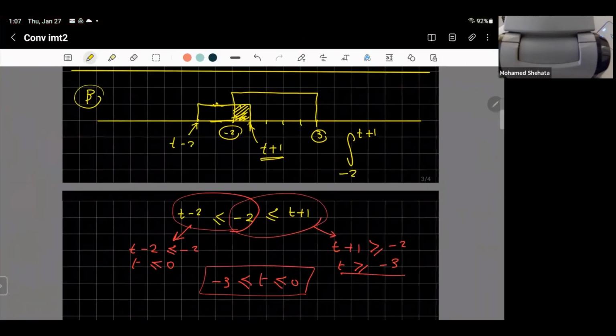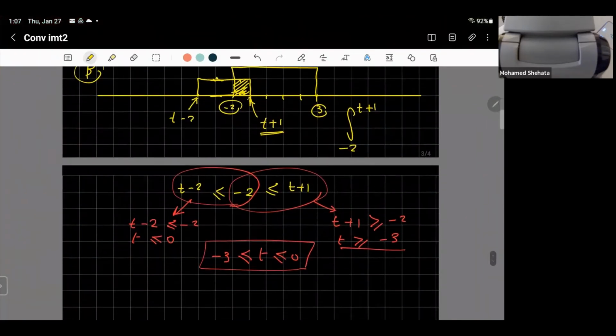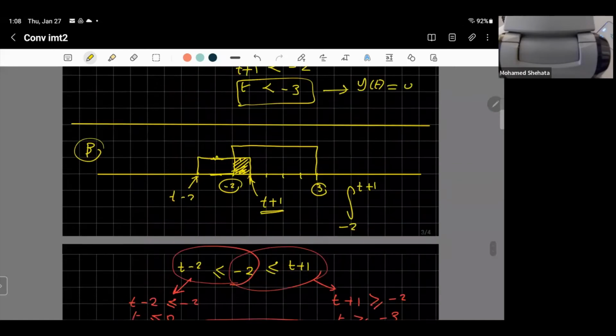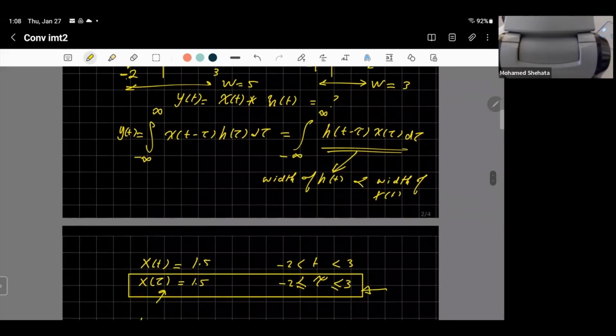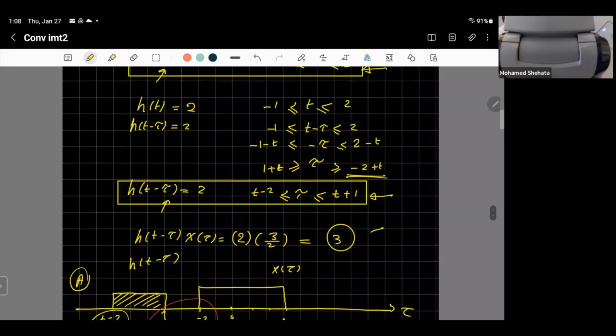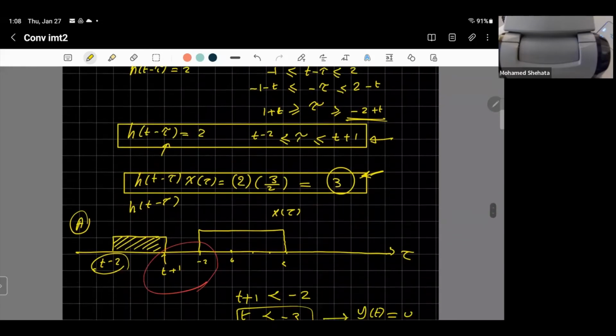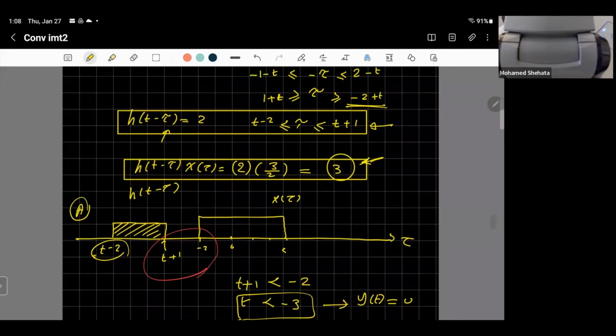If you organize your solution in this way, you will never make a mistake. It'll be easy. Now I want to do the integration. So I will say y of t equals the integration from -2 to t plus 1. Remember, we already multiplied both functions. Let me show you to remind you. Multiply them in the beginning. We found that the product is equal to 3. When I multiply h of t minus tau and x of tau that I want to integrate, as we agreed before, that's the expression, I found it's equal to 3. It's simple. Sometimes you have an expression, but the objective of this example is to show the steps.